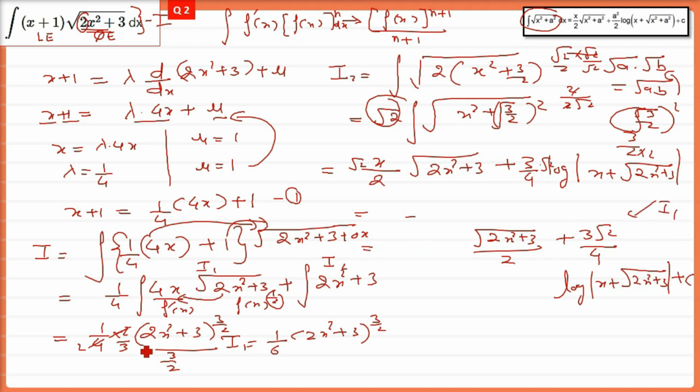This is your I2 actually. Now let's include I1. So 1 by 6 2x square plus 3 raised to the power 3 by 2 was already done. So I1 plus I2, this whole is your final result from here to here. So this is your final answer. I hope you have a better idea now.